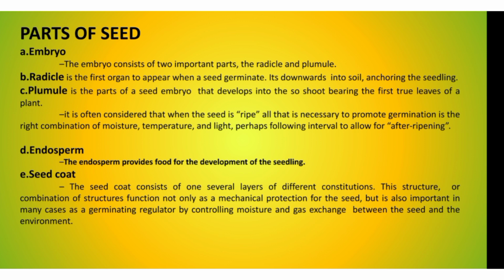And fifth is the seed coat. The seed coat consists of one or several layers of different constitutions. This structure or combination of structures functions not only as mechanical protection for the seed, but is also important in many cases as a germination regulator, by controlling moisture and gas exchange between the seeds and the environment. When the seed coat is tighter or thicker, it needs a process that will help the seeds easily imbibe water for them to germinate.